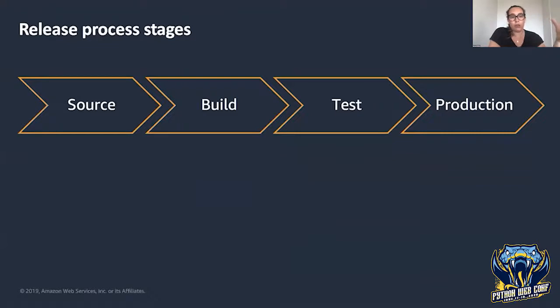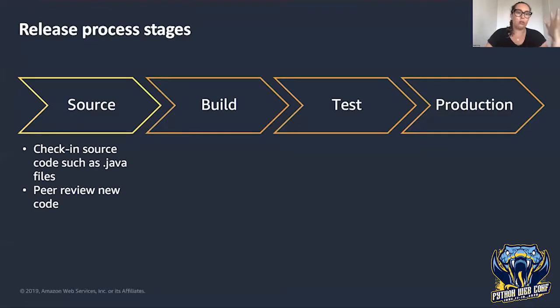So we are going to cover the 4 main stages of the release process: the source, build, test, and production. I will not go into the details because this is an intermediate level talk. I will just give an overview of what you should expect in each of these stages, but then we will move on to the technology.